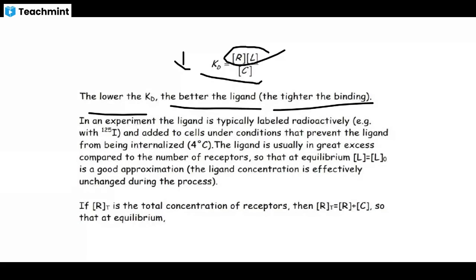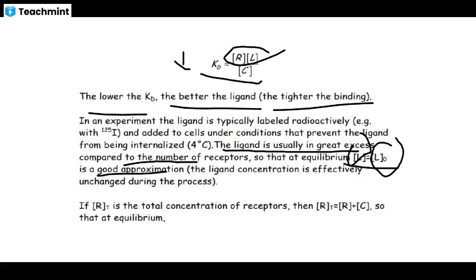The ligand is usually in great excess compared to the number of receptors at equilibrium. If the ligand is so much in excess, then L0 is a good approximation, meaning it is the same as the initial ligand concentration. It does not change very much because it is high. Taking one or two ligands does not change the initial concentration. It is not exactly the same, but it is a good approximation.